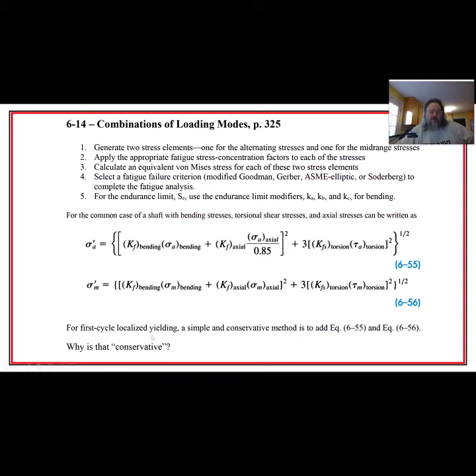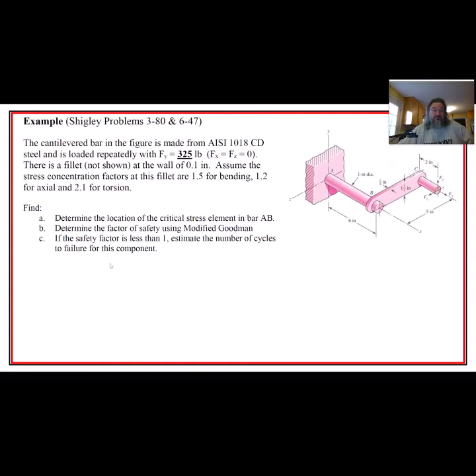I'm not going to answer this question down here. I did it in class, but this was just a demonstration that sigma a prime plus sigma m prime added together is actually going to be a larger number than if you just found the maximum sigma prime, if you just found the total von Mises. But anyway, let's go into this example and put this through its paces.